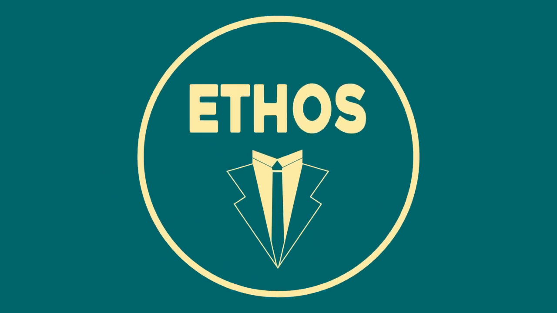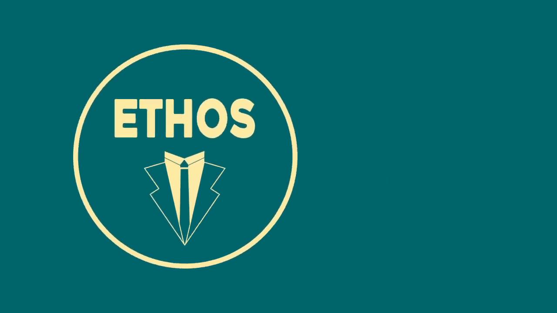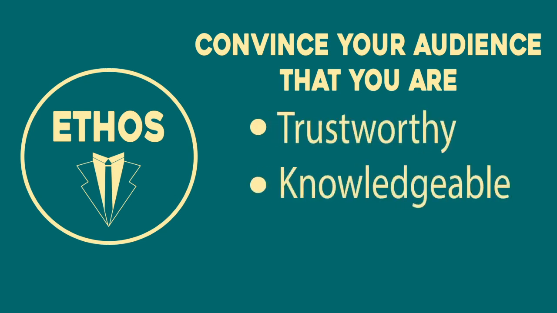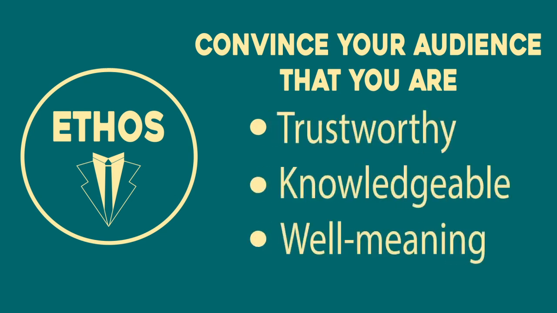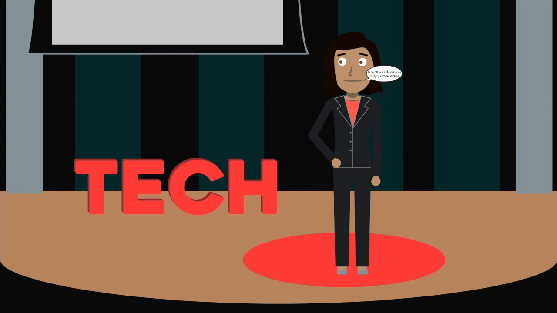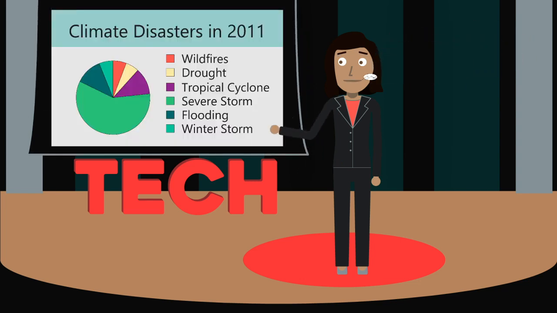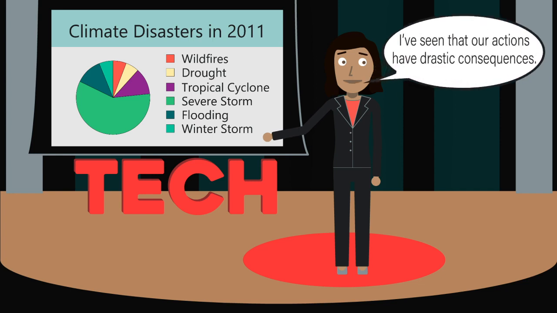First up, ethos. One way to win over a skeptical audience is to convince them that you're trustworthy, knowledgeable, and well-meaning. You can build ethos by referencing relevant experience, by explaining your credentials, or even by using good sources to show that you know your subject.